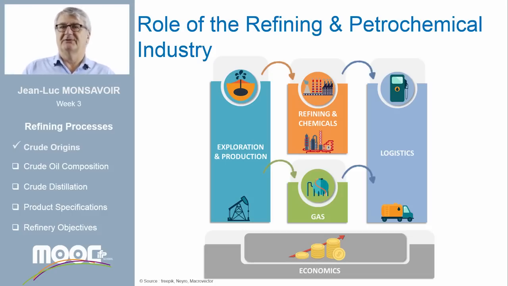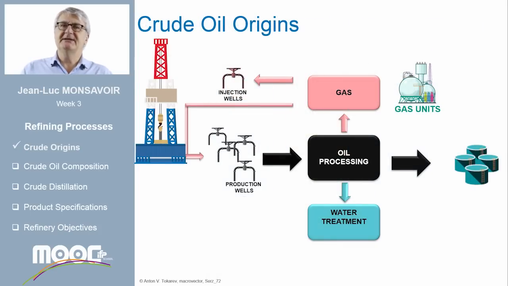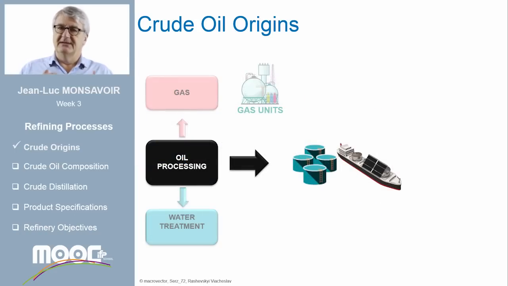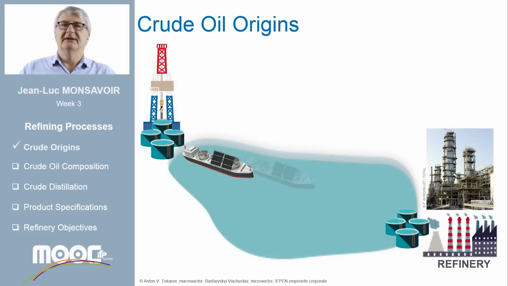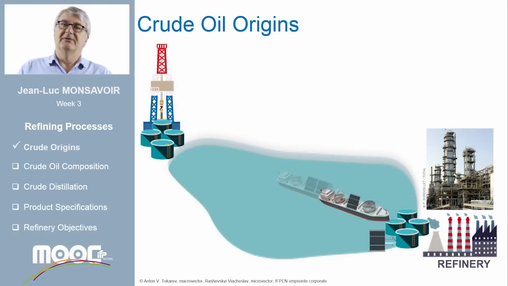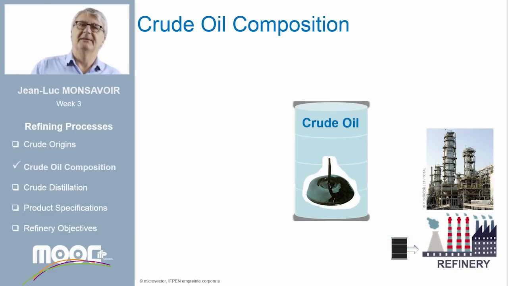into commercial products. As already seen this week with Isabelle, the oil is produced from the production wells. It is divided into three different flows in the separation drum: the gas, the water and the liquid oil. In this part, we'll study how the crude oil is transformed into different products in a refinery. Let's start with the raw material of a refinery, the crude oil.